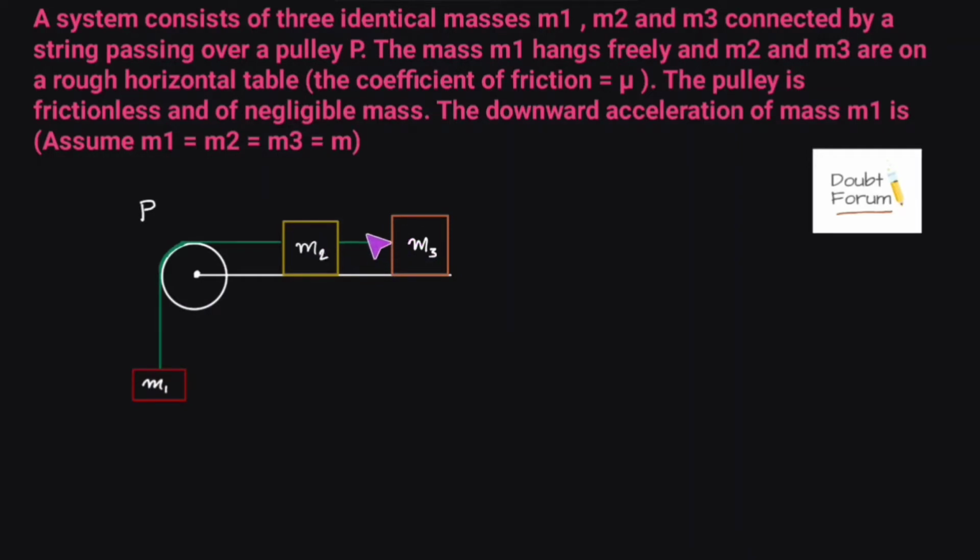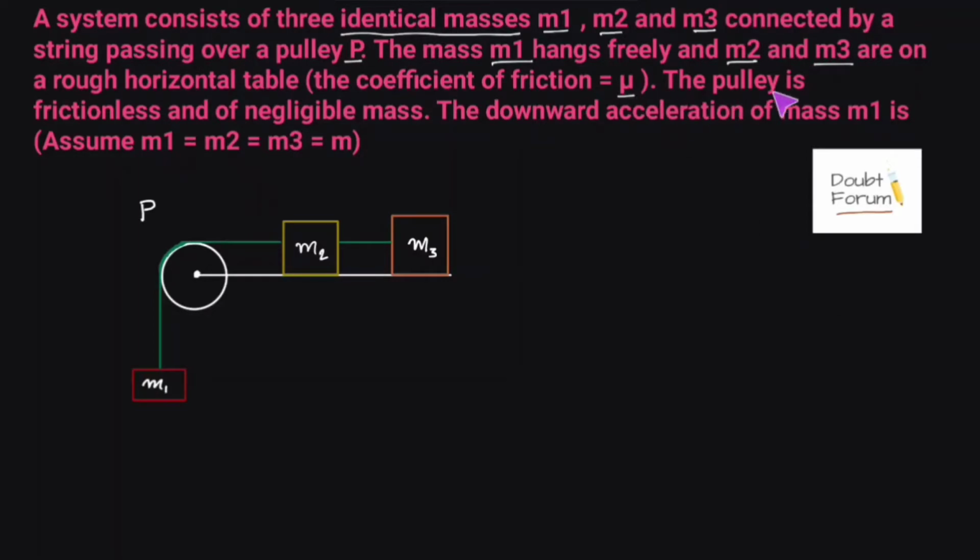So let me first read the question. A system consists of three identical masses M1, M2, M3 connected by a string passing over a pulley P. The mass M1 hangs freely and M2 and M3 are on a rough horizontal table. The coefficient of friction is given as mu.